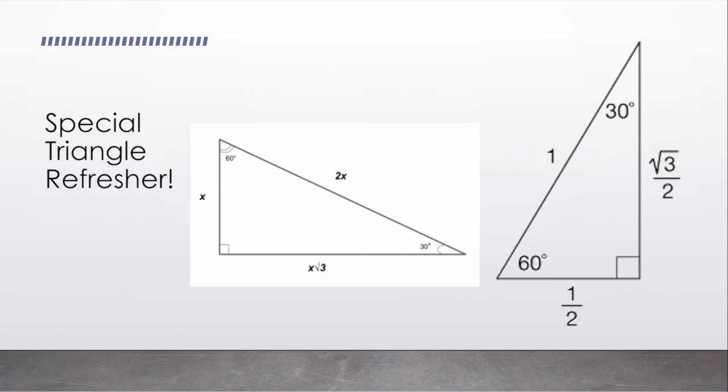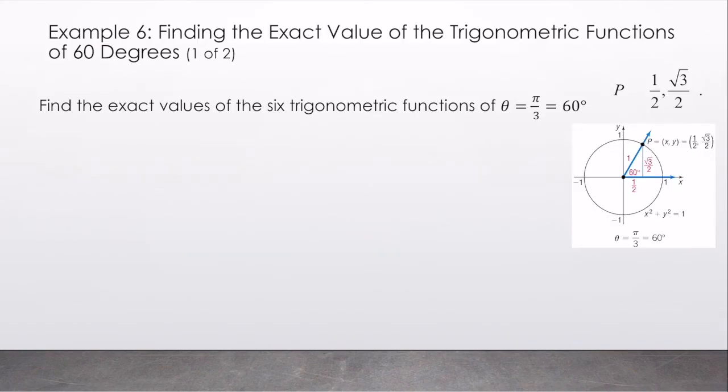So the other two important angles we're always going to be looking at are 30 degrees and 60 degrees, and we get the points on the unit circle from these special triangles. So let's take a look. When theta is pi over 3, which is 60 degrees, I have the point when x is 1/2, y is the square root of 3 over 2. This is one of the other three most important points we need to learn.